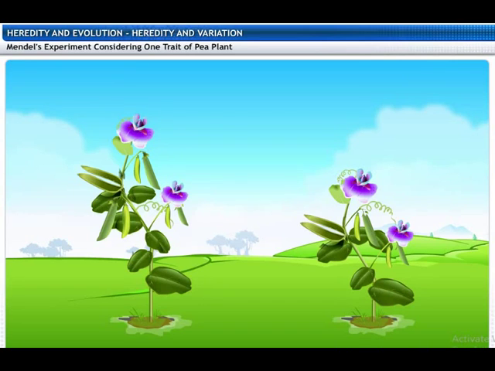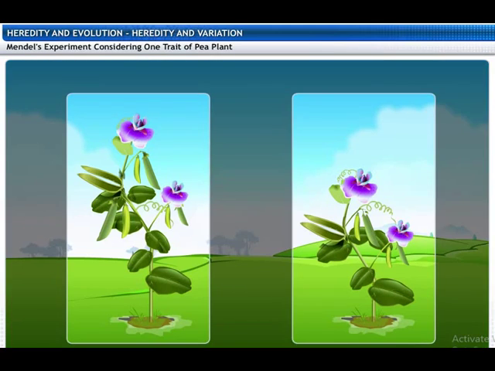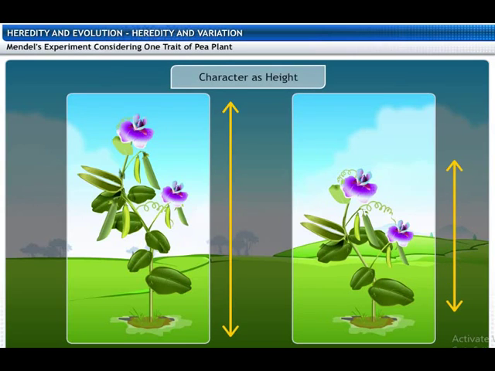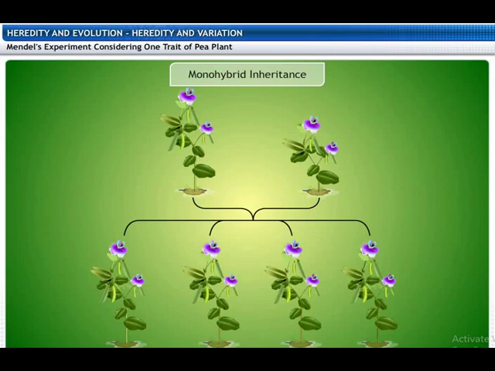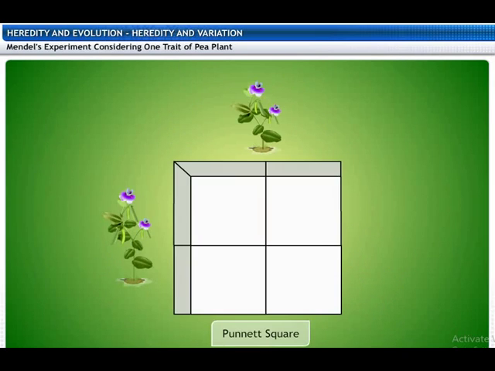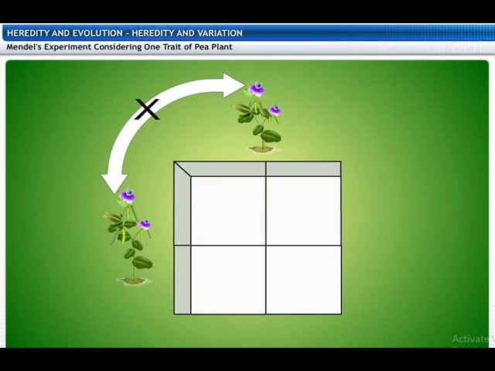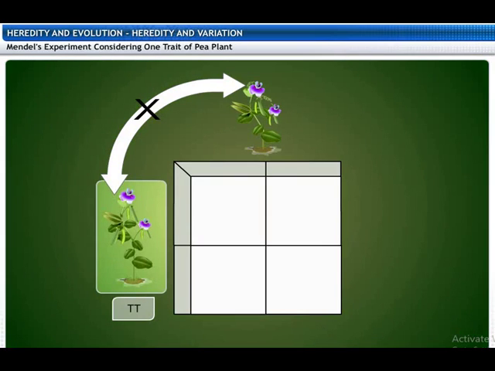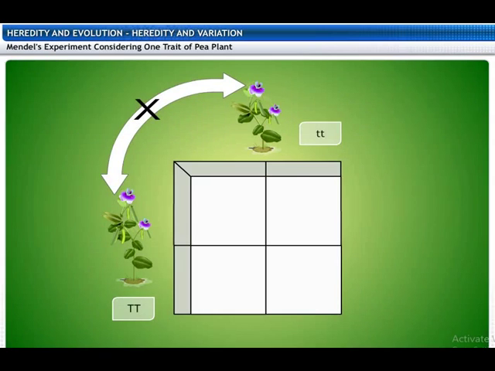Well, let me explain this through Mendel's experiment, in which inheritance of only one character, for instance the height of the pea plant, is considered. Such inheritance pattern is referred to as monohybrid inheritance. The Punnett square shows a cross between parental tall TT and dwarf tt plants.